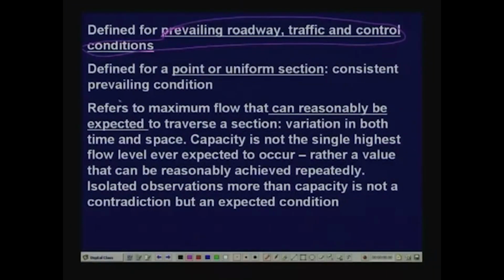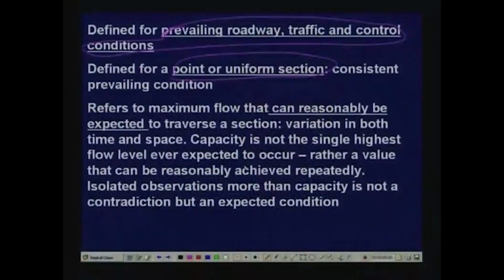Also, capacity is defined for a point or uniform section. This is again consistent with prevailing condition. A point or uniform section means uniform in terms of roadway, traffic and control condition. So, along the length of a road at different segments or at different points, if the prevailing roadway, traffic and control conditions vary, obviously the capacity also will change. So, capacity is again defined with respect to a point or uniform section.